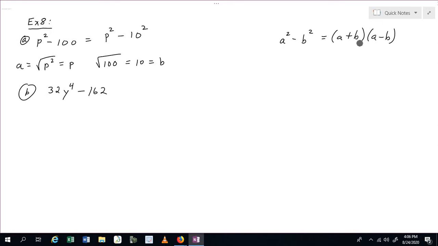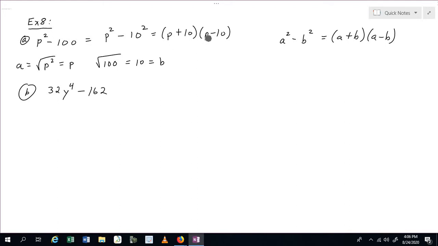Then you can factor it just by saying a plus b times a minus b. So a is p and b is 10, so a plus b is p plus 10, and a minus b is p minus 10. And that's how it factors. If you want to check this, you could FOIL this out. The middle term is going to cancel out, and you'll just be left with p squared minus 100.